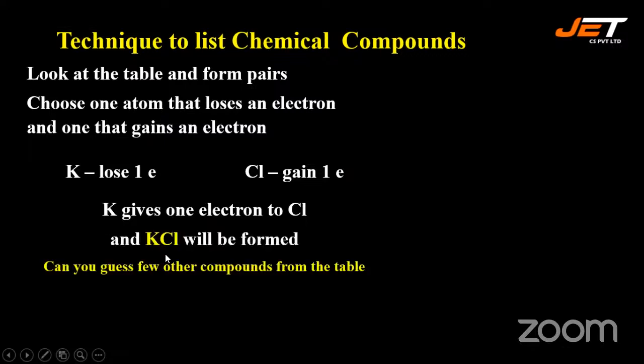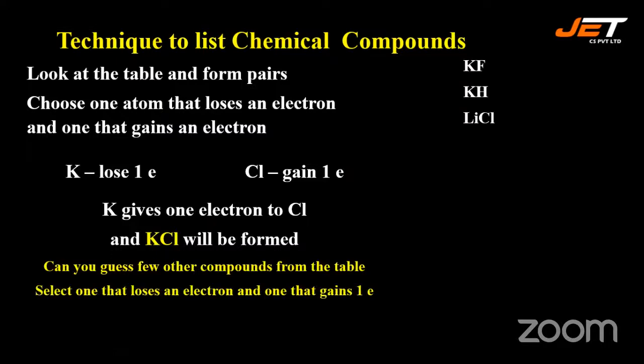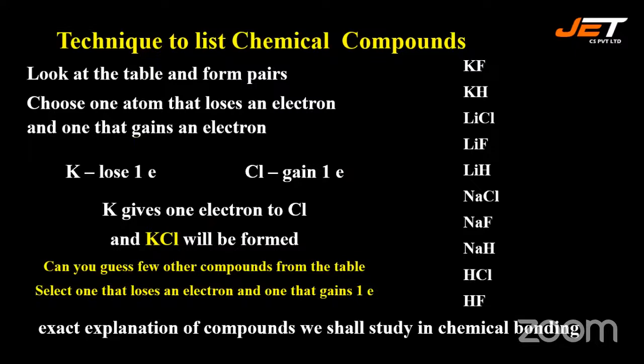Like KCl is formed. So these are the other examples. Just select one that loses an electron and one that gains an electron. KF, KH, LiCl, LiF, LiH, NaCl, NaF, NaH, HCl, HF. We will be learning how they lose, how they gain. It's not like a bond. You are losing, someone is gaining, and ultimately the compound is formed.